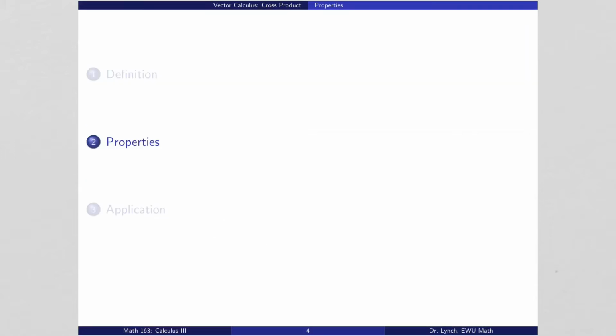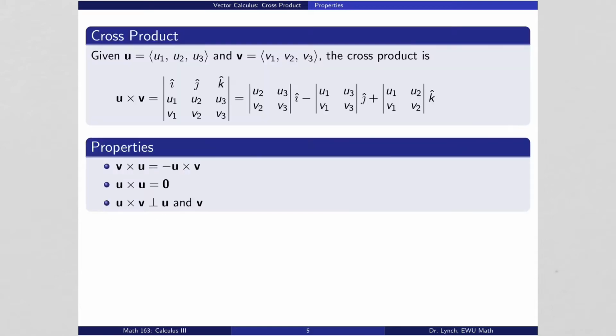Okay, a few properties of the cross product. Here are some properties based on that definition. The first property is a commutative-like property. It says that v cross u is negative u cross v. The second is that the cross product of a vector with itself is 0. And the third is that the cross product of u and v is perpendicular to both u and v.